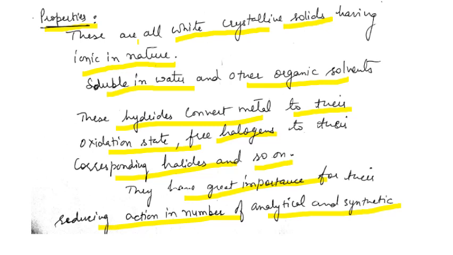It is used in a number of synthetic processes. So they are white crystalline solids, ionic in nature, with an ionic bond, soluble in water and other organic solvents. They can easily convert metals to a lower oxidation state, convert free halogens to halides, and act as reducing agents.